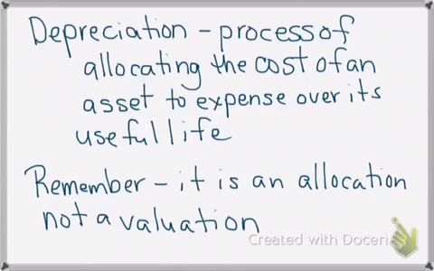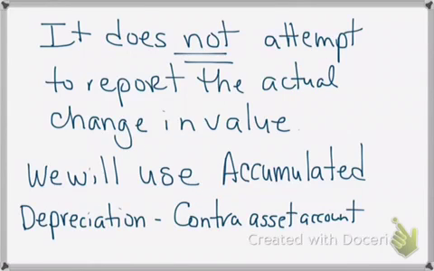Now remember, this is an allocation. It's not a valuation, okay? So we're not trying to value the property. We're just trying to allocate that expense over the useful life. It does not attempt to report the actual change in value. So we will use accumulated depreciation as the account that we're going to use for this.